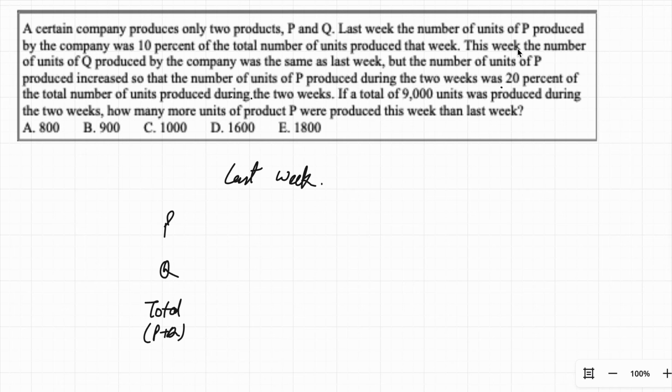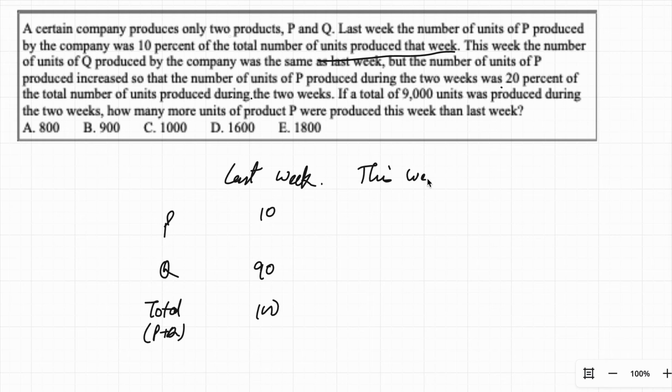For last week, the total units of P produced by the company was 10% of the total number of units produced that week. So let's assume that the total units produced last week was 100. So P was just 10 units. That means Q was 90.